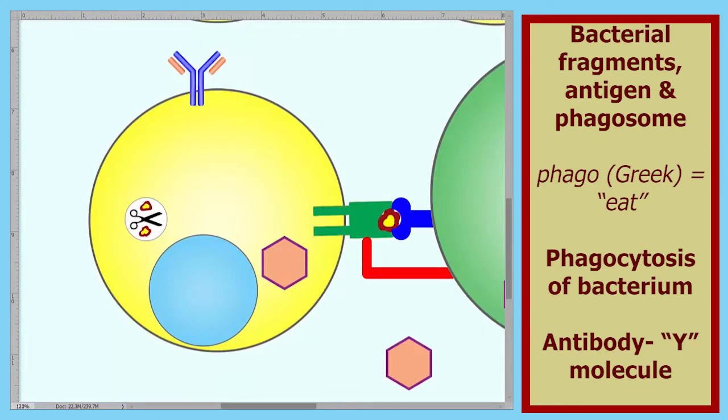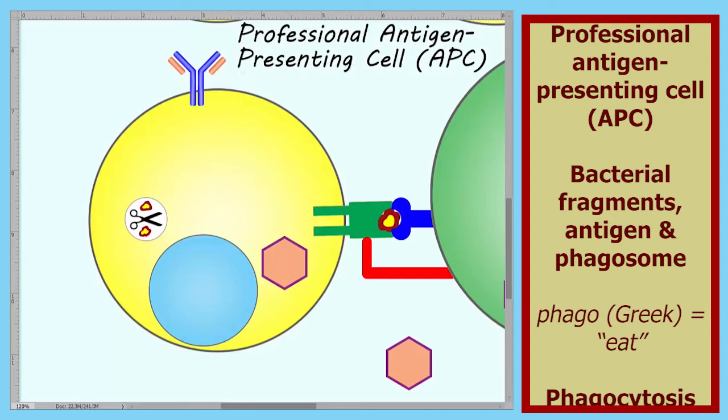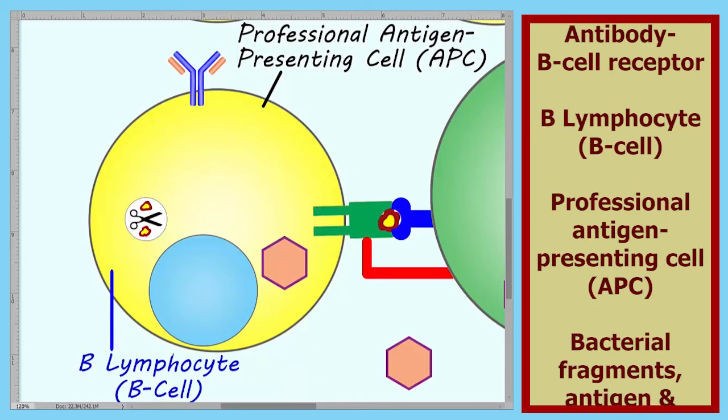Since the cell here presents an antigen on the MHC2 molecule, we call it a professional antigen-presenting cell, abbreviated APC. This cell is a B lymphocyte, or a B cell. The antibody is also called the B cell receptor. And that is all we will annotate here.